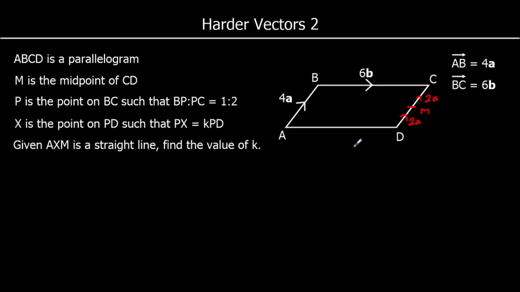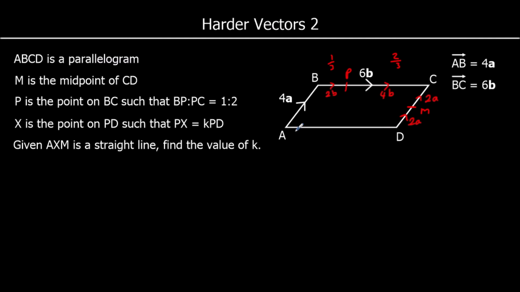P is the point on BC, such that B to P is 1 part, and P to C is 2 parts. So 1/3 and 2/3. The whole journey is 6 b's. So 1/3 must be 2 b's and 2/3 must be 4 b's. B to P is half of P to C.